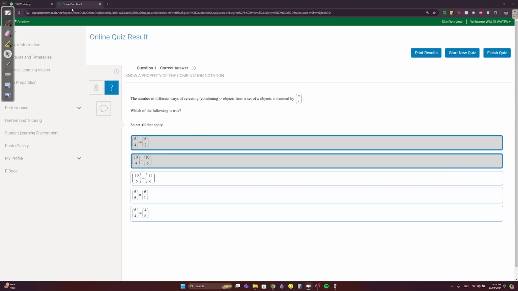Okay, so let's see here. The number of different ways of selecting r objects from a set of n objects is denoted by nCr. Which of the following is true? Is 6C4 equal to 6C2? Yes, because 4 plus 2 equals 6. Is this equal? Yes, because 4 plus 6 equals 10. Are these equal? I have 6 and I have 6. Oh, actually, they don't add up. Potentially, these two are different. Here, 6 plus 1 is 7. It doesn't add up to 6, so it's wrong. Here, 4 plus 6 is 10. It doesn't add up to whatever you have here.